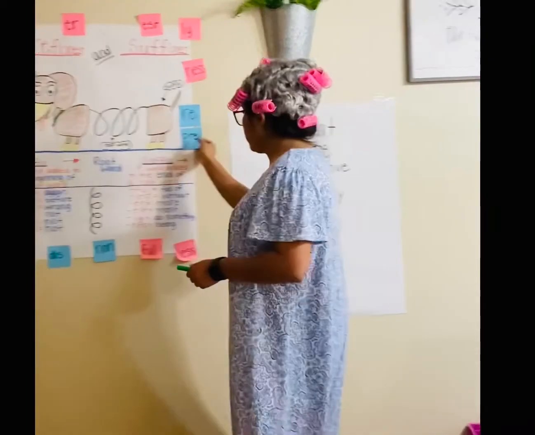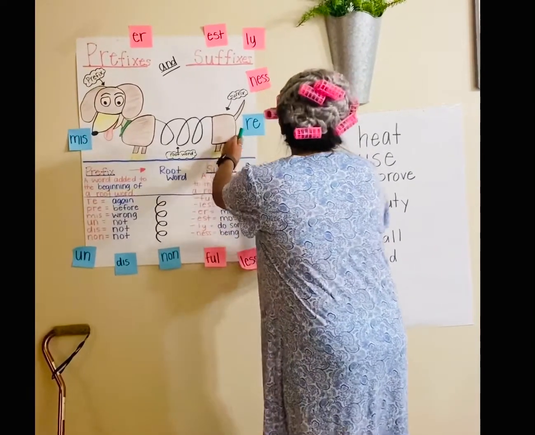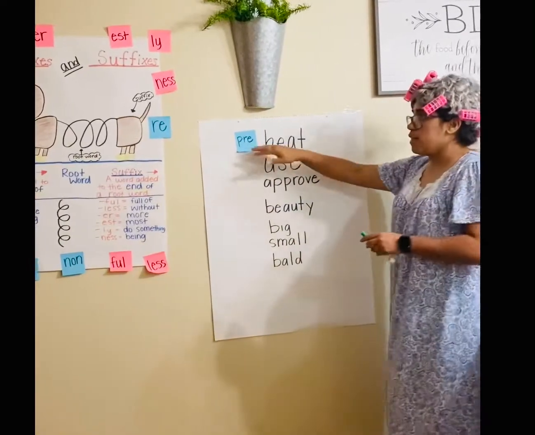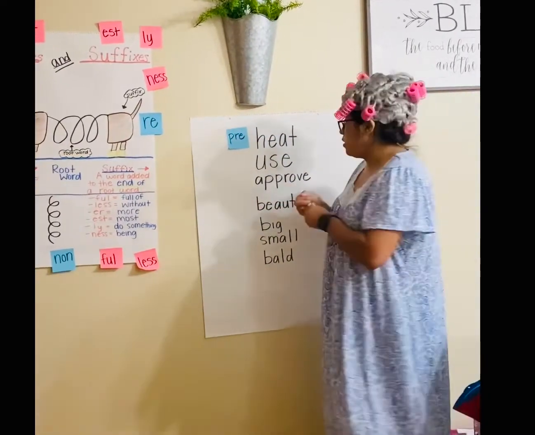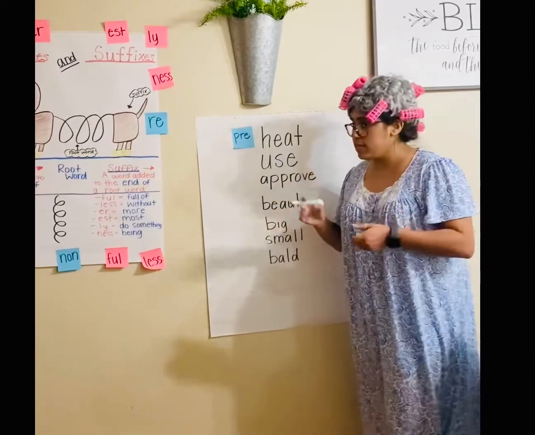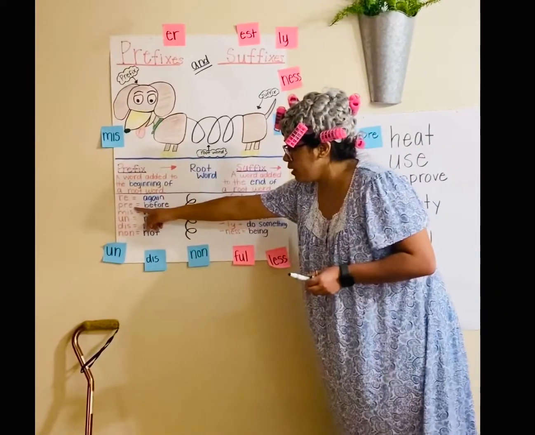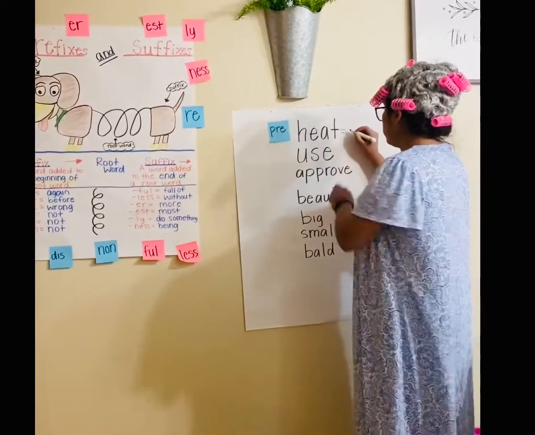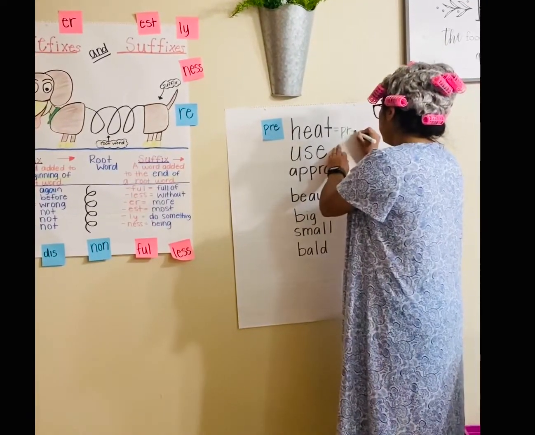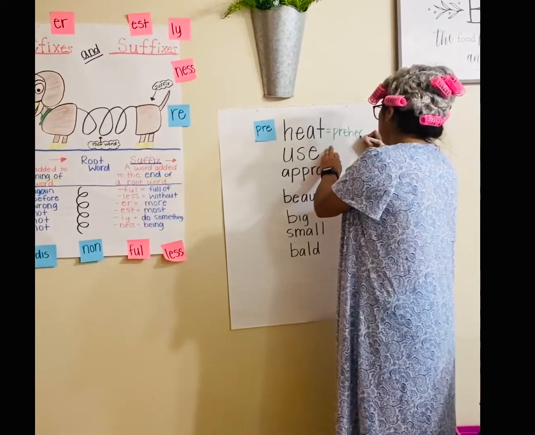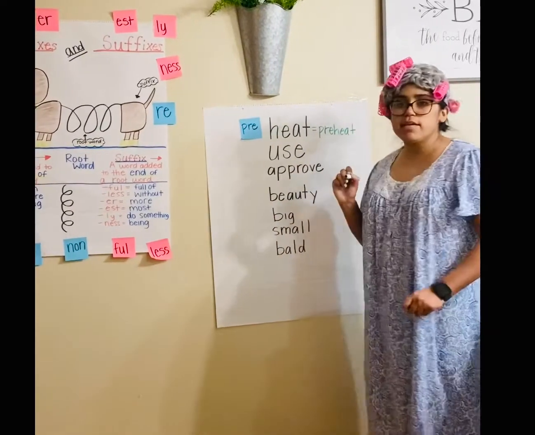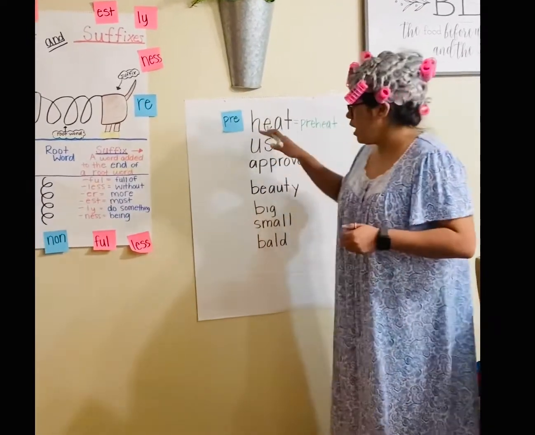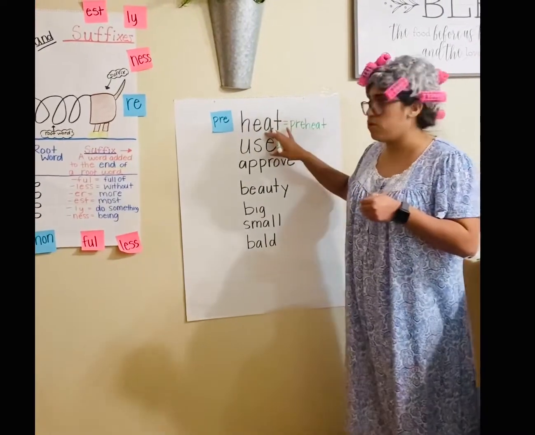If I add pre to the front of heat, the new word is preheat. So preheat means, let's look for the meaning of pre. Pre equals before. So our new word is preheat, and it means to heat before. Heat before. See how we have a new meaning for the word?